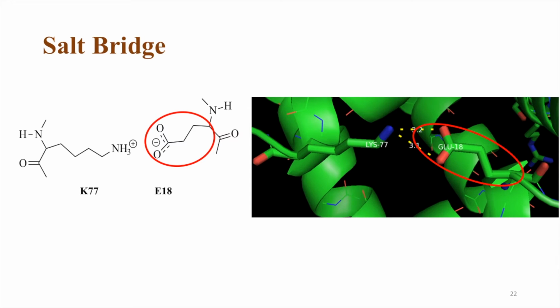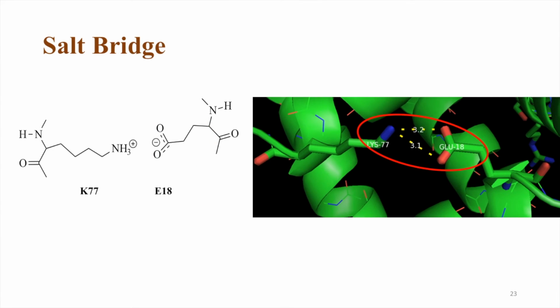Unlike hydrogen bonds, no dashed lines are used to represent the interaction, just the presence of positive or negative charge symbols. In the three-dimensional structure, we can see that the oppositely charged side chain groups are approximately 3.1 angstroms from each other, allowing a salt bridge to take place.